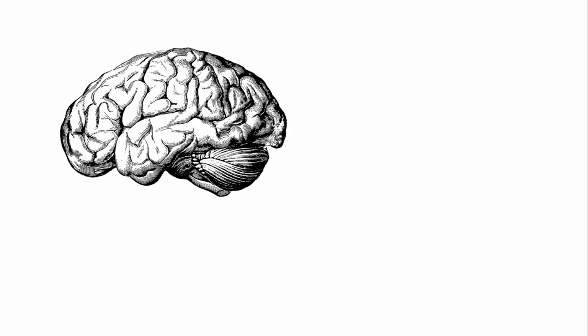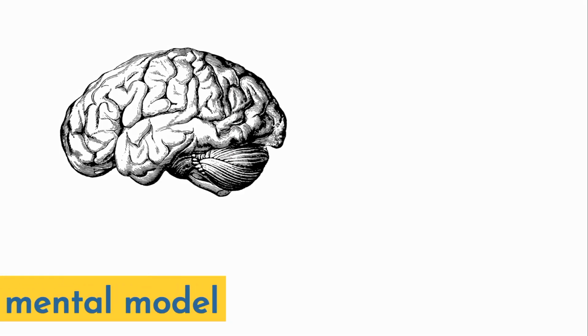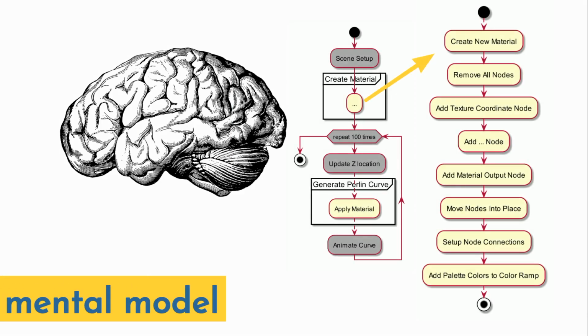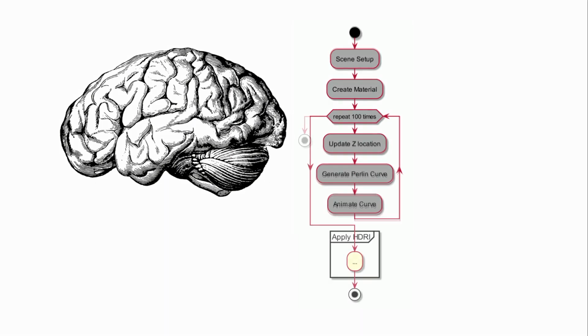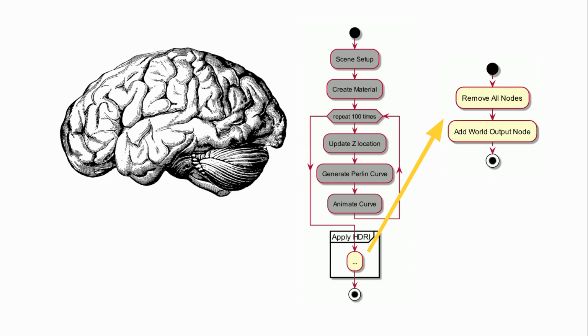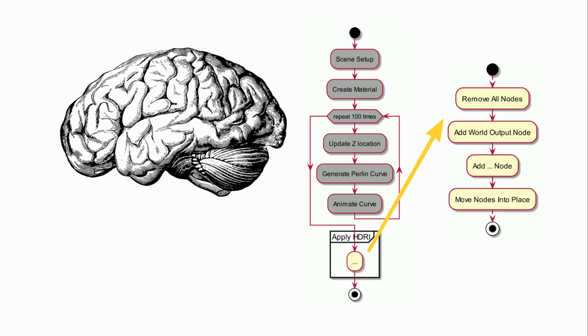The mental model for this video will be similar to what we had in the previous video for creating the material. We'll start off by creating a function called applyHDRI. In that function, we'll remove all the nodes from the default world shader setup. Next, we'll add back the world output node, add the environment texture node and the rest of the nodes we need. We'll then move the nodes into place and connect them. Make sure to keep this in mind as we edit the script.